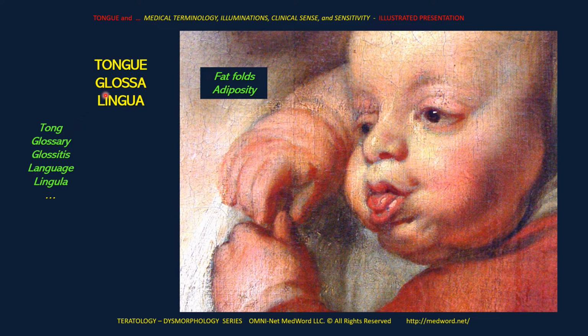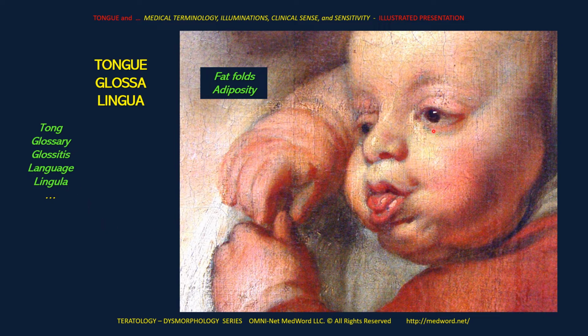The Greek root for tongue is glossa, like glossary. We get glossitis, inflammation of the tongue. And in Latin, the root is lingua, from which, since we talk with the tongue, we get language, and anything that looks like a tongue we call lingula.